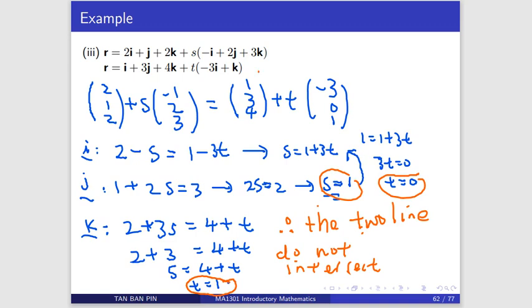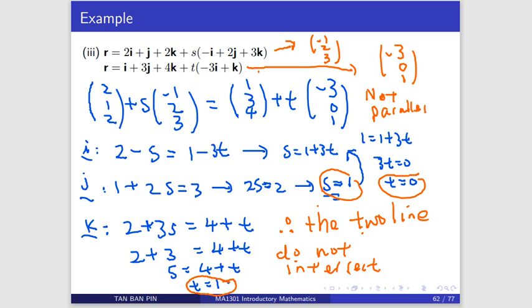And if you take a closer look, the direction vector of the first line here is actually (-1, 2, 3). The direction vector of the second line is actually (-3, 0, 1). The two direction vectors are not parallel, because from 0 you can never get a 2. So if you call this vector u and this vector v, then u cannot be a multiple of v, and v cannot be a multiple of u.